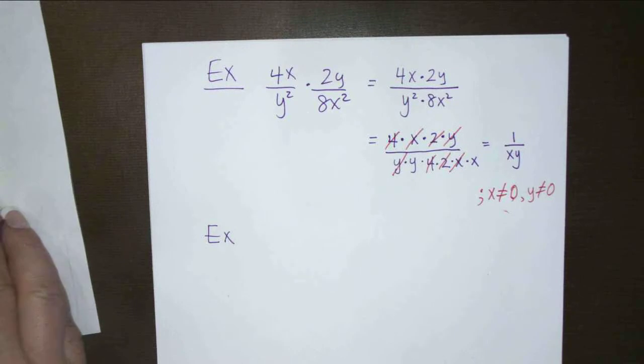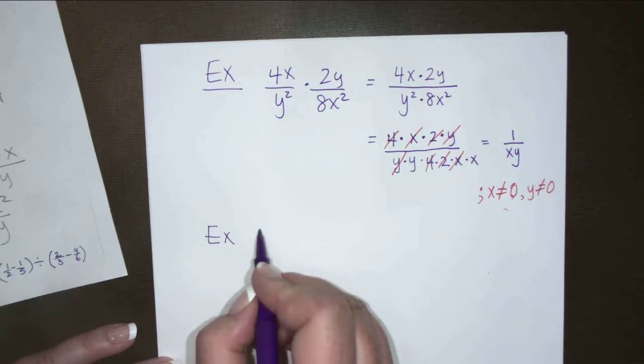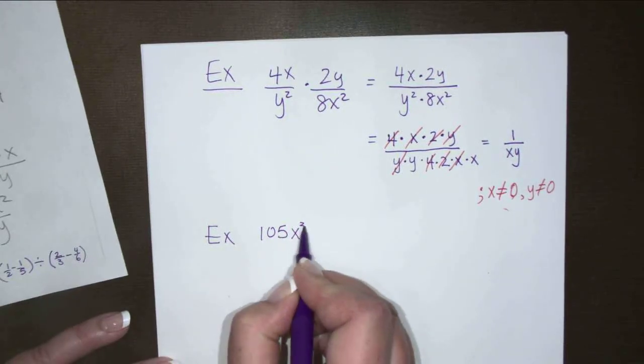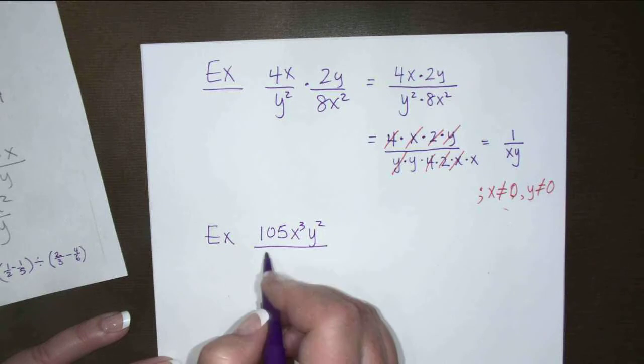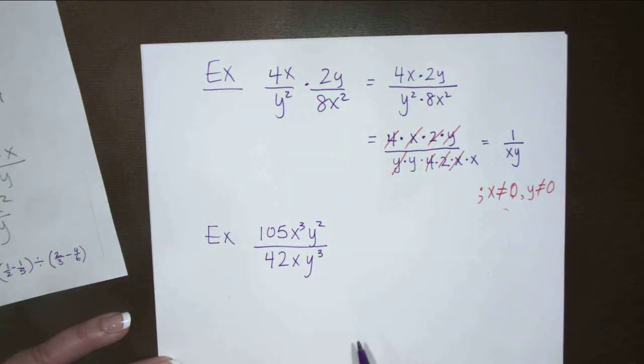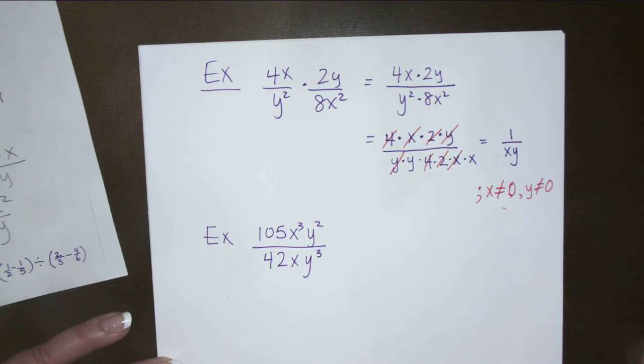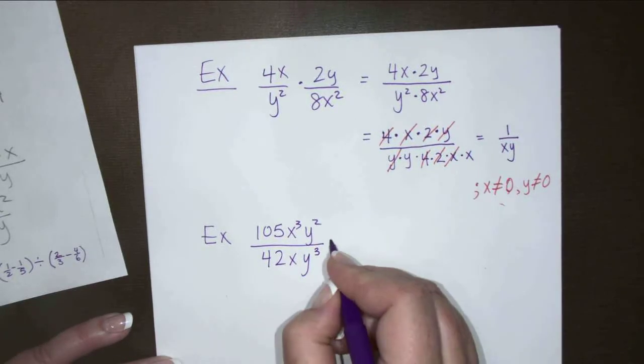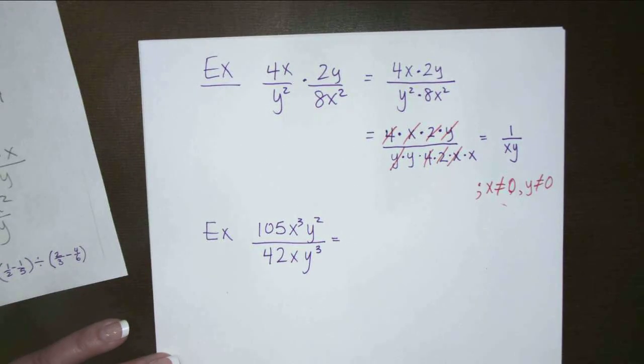Okay, let me just see what I've got here. 105x cubed y squared over 42xy cubed. So you can write all of these out and then cancel. And if you need to do that, you can just always do that. We're going to write it out for this one, but then I'm going to sort of stop doing that and show you a better way without writing them all out. In real life, though, you don't get this many factors.